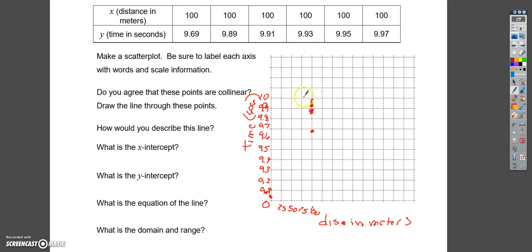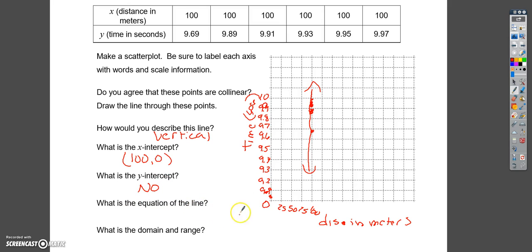So do you agree that these points are collinear? Yes. Draw the line through these points. So there's my not so straight line. How would you describe the line? Vertical. What is the x-intercept? Well, it's going to cross at 100, 0, and there is not a y-intercept.